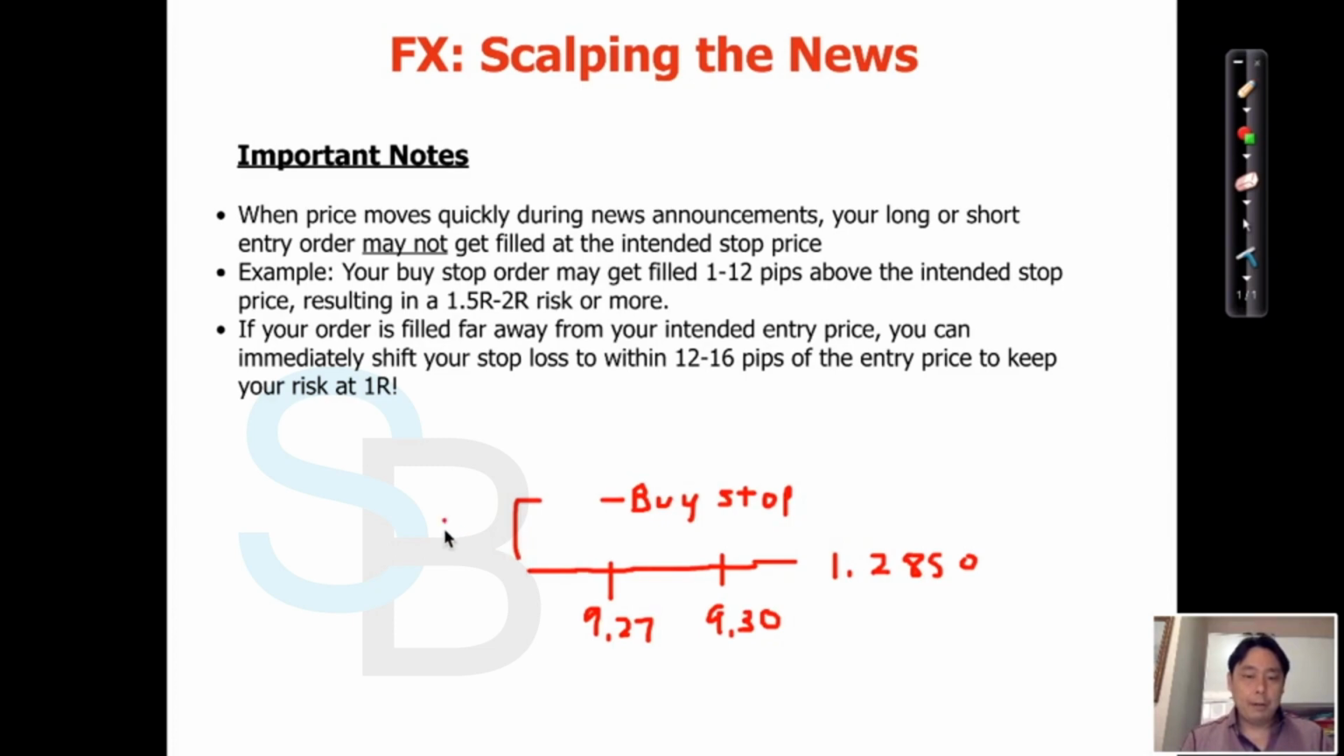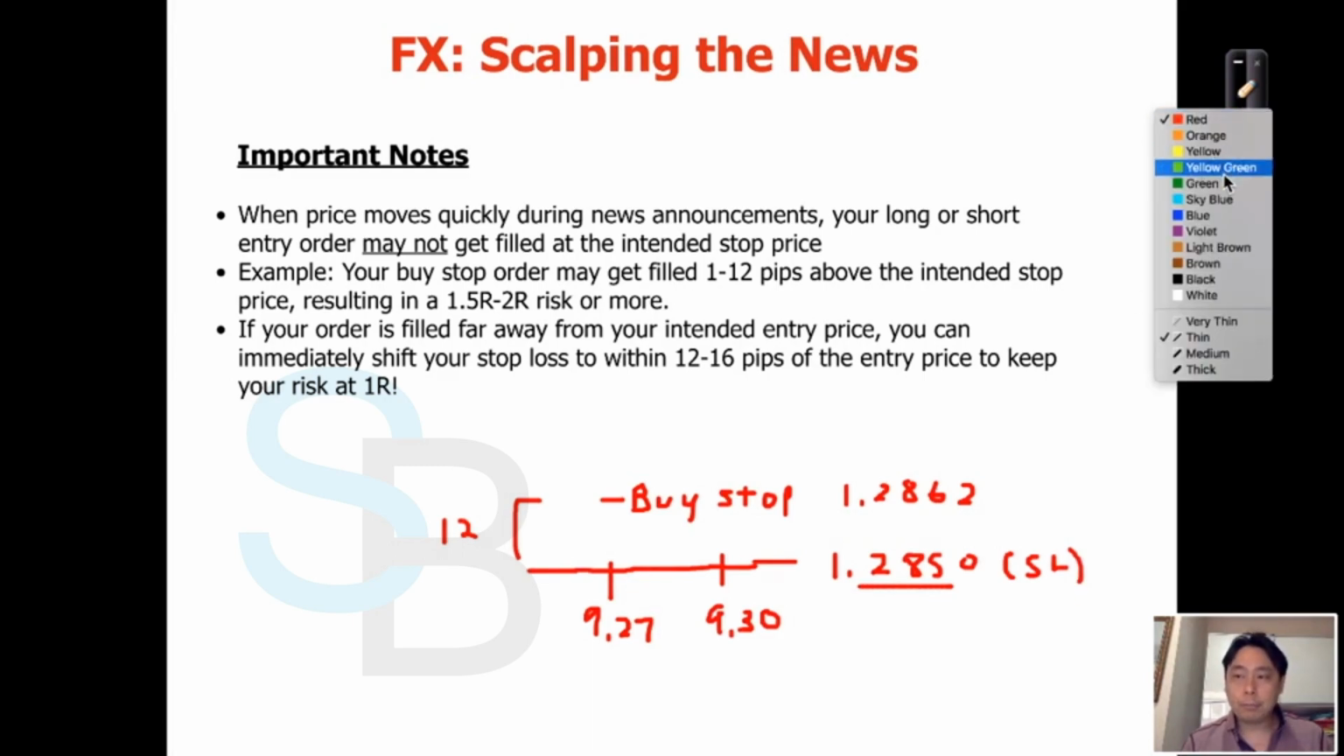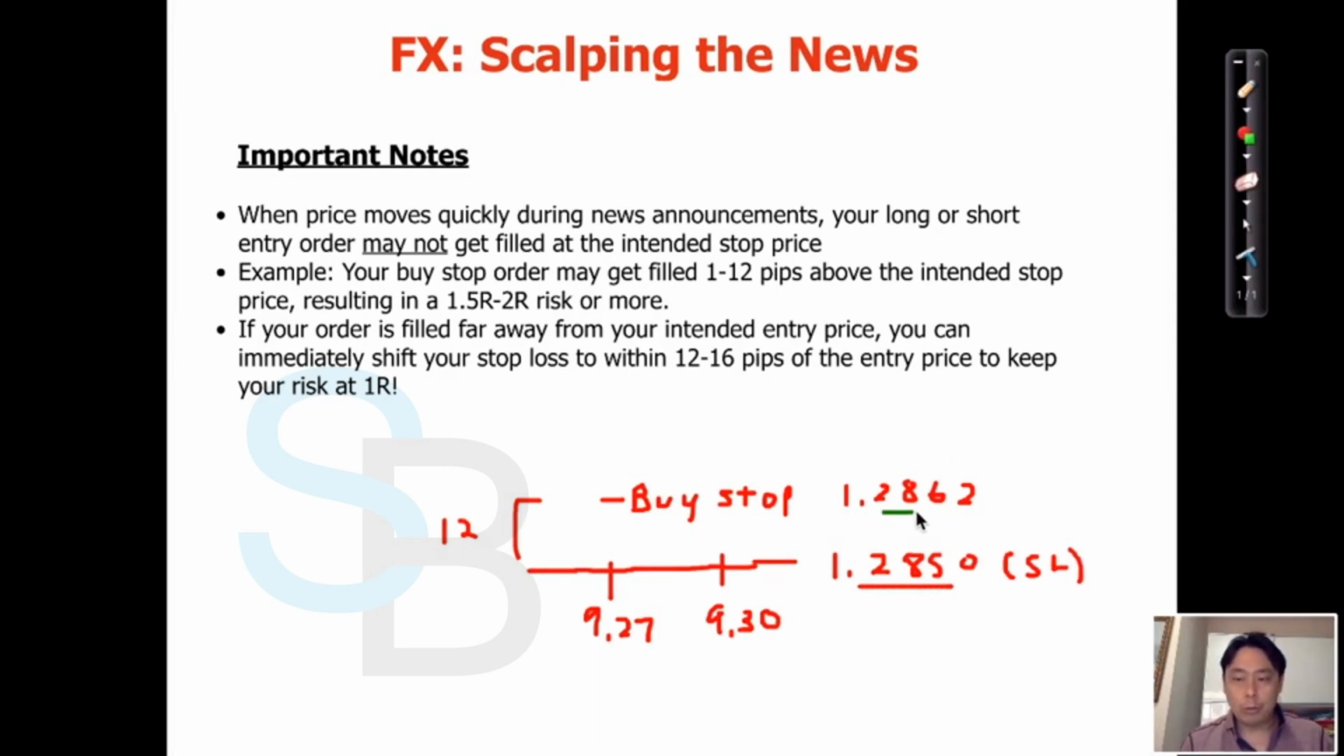12 pips above the market price. So that will be 2862, right? And the stop loss for the buy order would be at 2850. Stop loss will be there. So we intend to enter the trade at 2862 and a stop loss at 2850. So our risk is 12 pips.